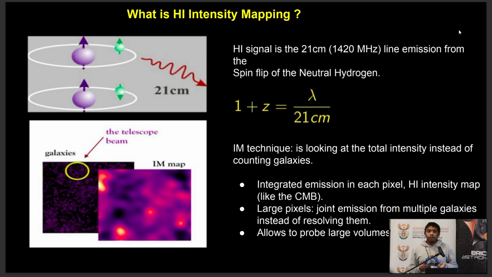And specifically in the scope of this project, as we use the telescope, we use the H1 intensity mapping, which comes from the spin-flip of the neutral hydrogen. You can see on the upper panel of the figure, and hence we get a 21 centimeter line at redshift 0, and so on and so forth, depending on which redshift you are looking for.